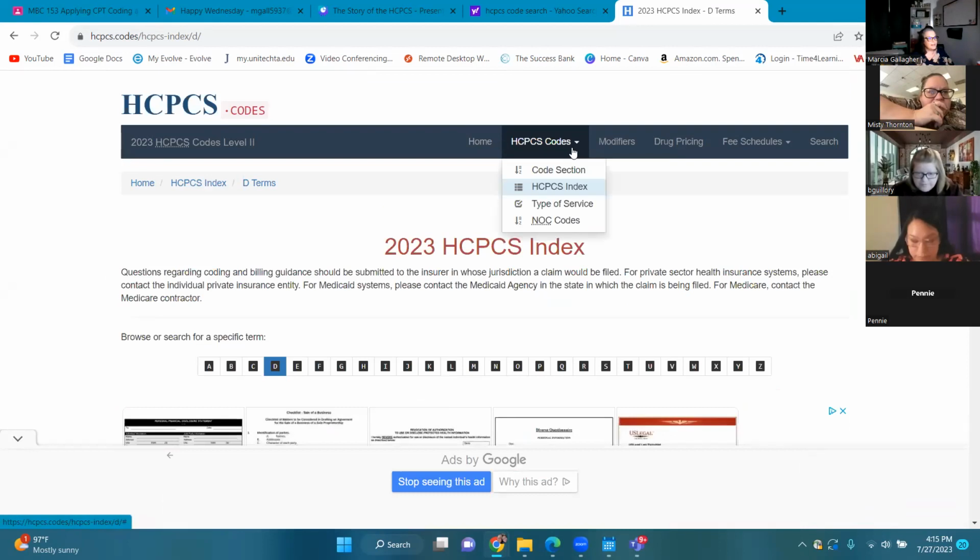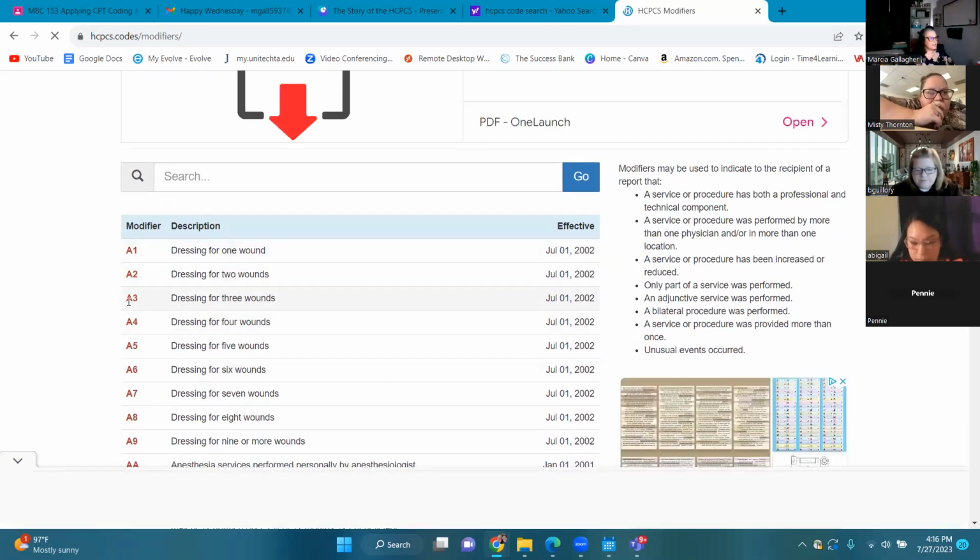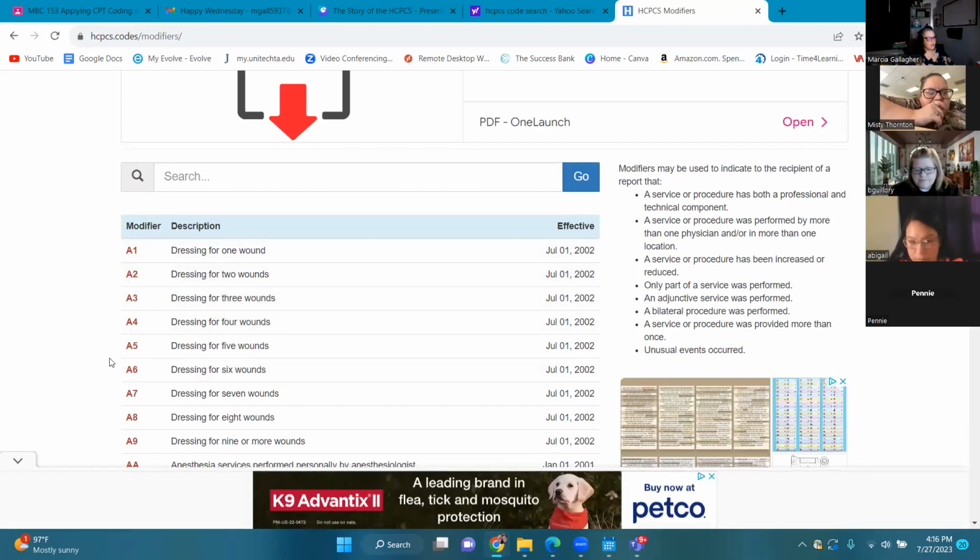All right. And then the next thing is going to be, we're not going to do type of service. And let's look at modifiers. Here's a list of all the modifiers. All righty. Let's just take a look at a couple. Oh, yeah. That's one of them.